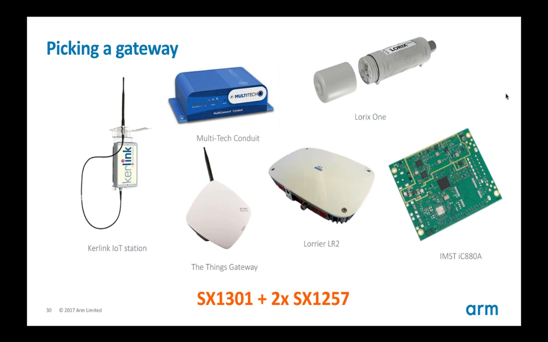It's the IMST IC880A, which can be bought for about 200 euros. Hack up a Raspberry Pi to it and get started from that. So 200 euros is about the lowest cost you can go. If you want to go a bit higher, telco-grade stuff, the Kerlink IoT station costs about 2,000 euros. That's about the range right now.